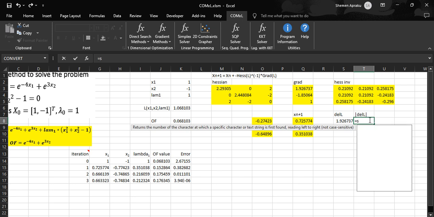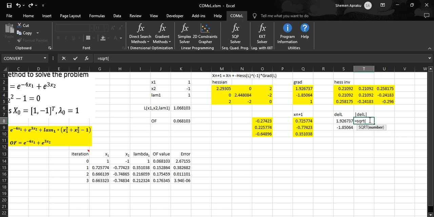Right. So we find the absolute value of this. So that is the square root of the sum of squares. So this square plus this square. So that is 2.67155. And that is the error just before the next iteration.